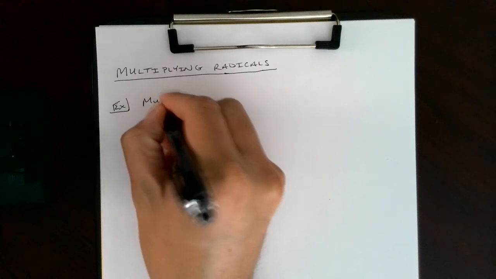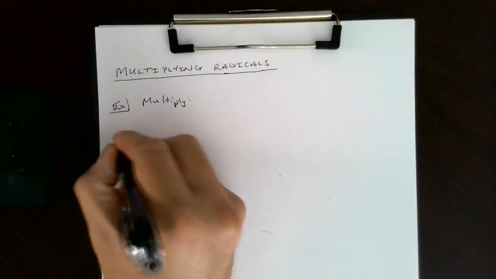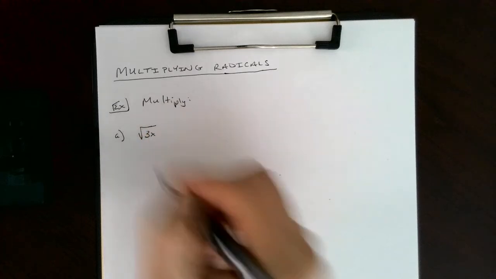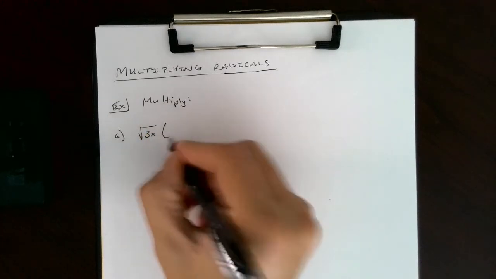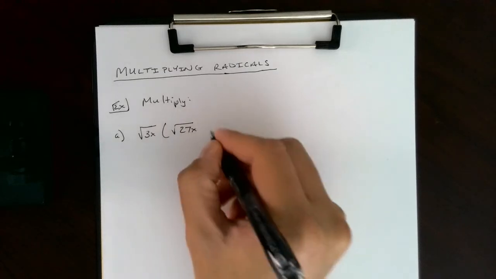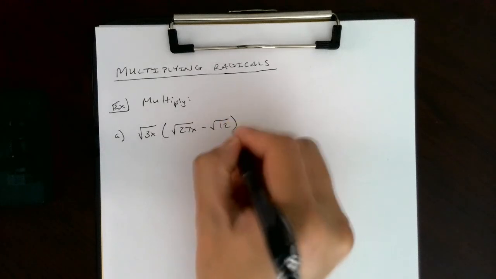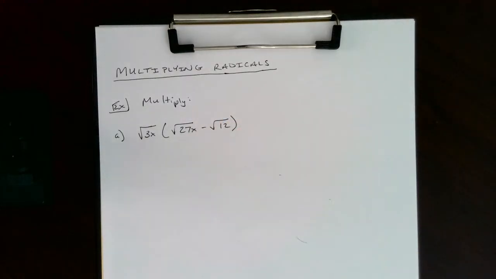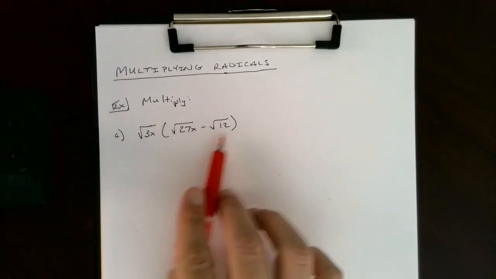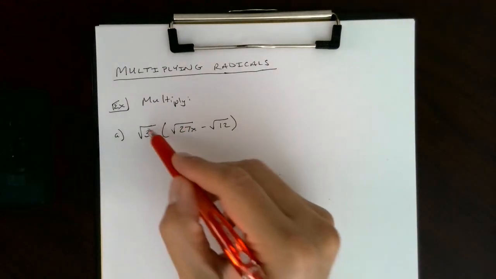The directions will typically say multiply, or they might say perform the indicated operation. And for the first one here, if I said I had the square root of 3x times, in parentheses, the square root of 27x minus the square root of 12. So you know you have multiplication here, even if I didn't say multiply, because you have a term next to something else in parentheses, that means multiply them together. And so to start here, what we really would do is distribute this through.